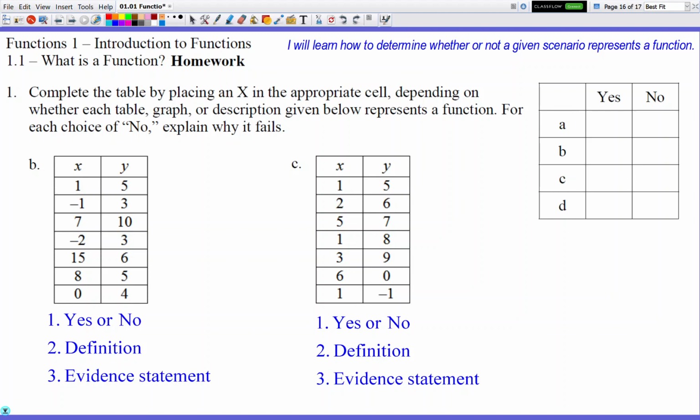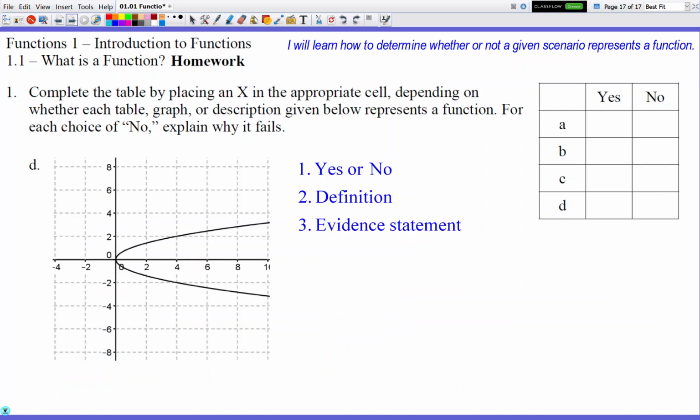So let's practice the 1, 2, 3 steps for B and C. You don't have to practice it for A, but for B and C, and I think you also have to practice the 3 steps for D.